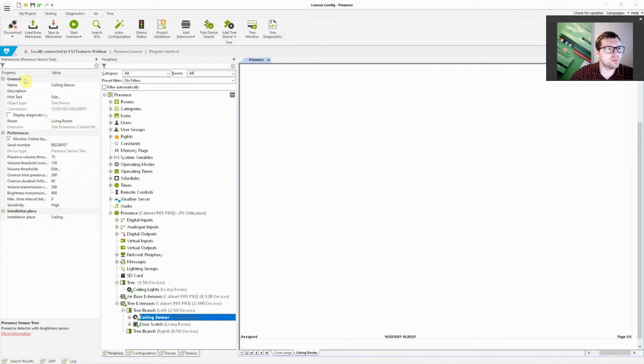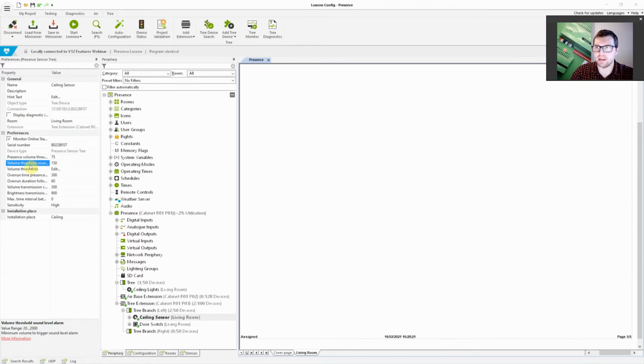So as well as the normal parameters like its name, its room, there are also a few additional ones which have been implemented since the release of the presence sensor. The first two of these parameters are volume thresholds. The reason that it's called the presence sensor rather than the motion sensor is, as well as having a motion sensor within it, it also has an acoustic sensor as well.